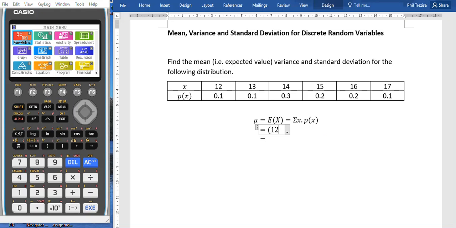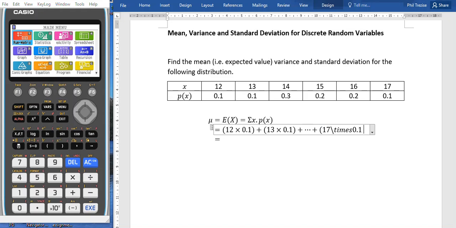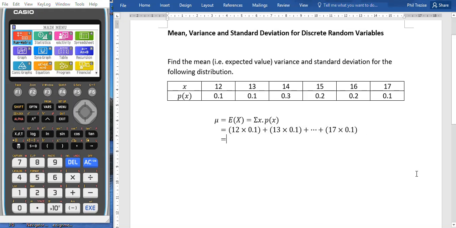Well, we'd have 12 times 0.1, and then we would add 13 times 0.1, and this is rapidly going to get far too tedious to type, so I'm just going to go continuation, and then we'll finish with the final entry, 17 times 0.1, and so we're showing our working, and it's a little bit summarised. Now, how am I going to put this into my calculator? That's the main purpose of this video.